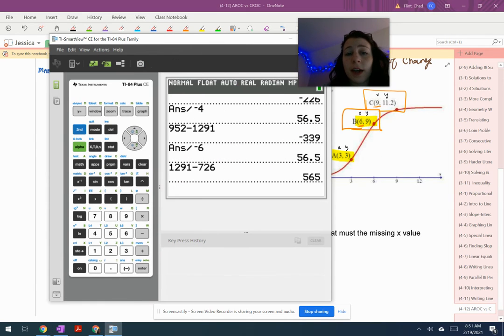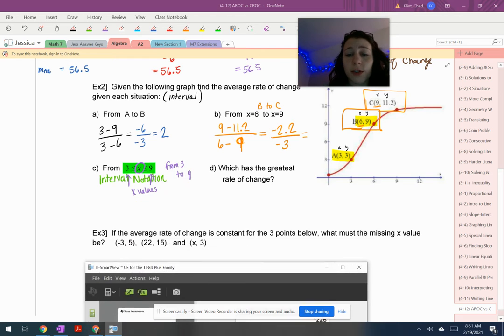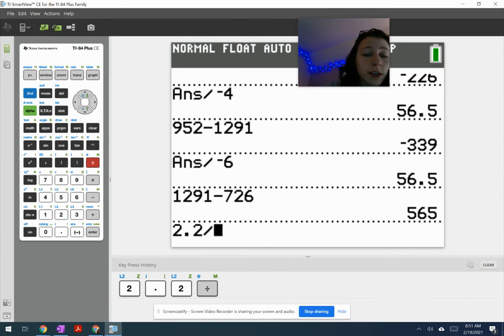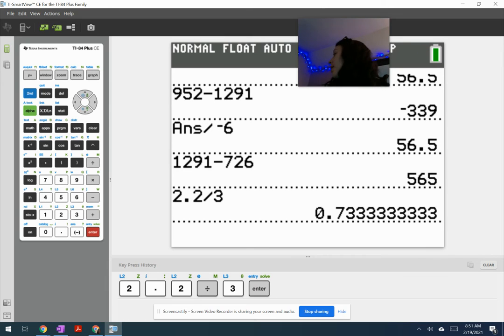Okay, our calculator's loaded. So let's try our 2.2 divided by 3.